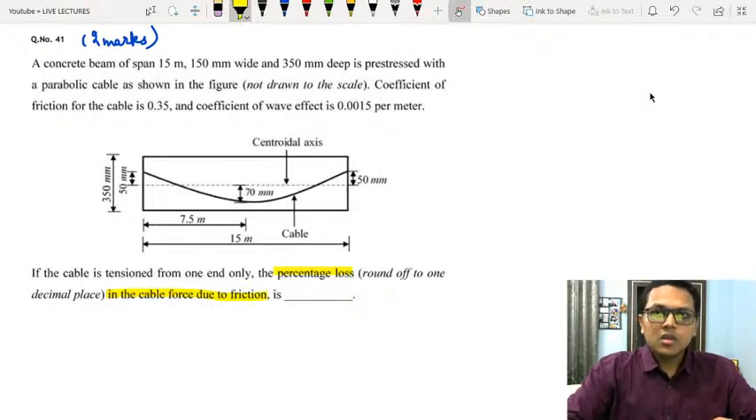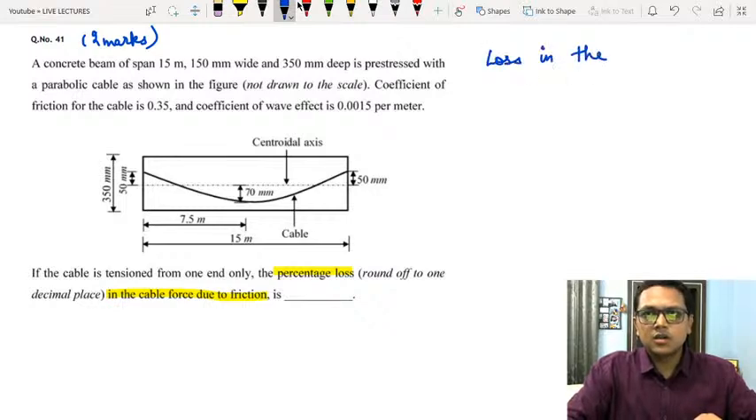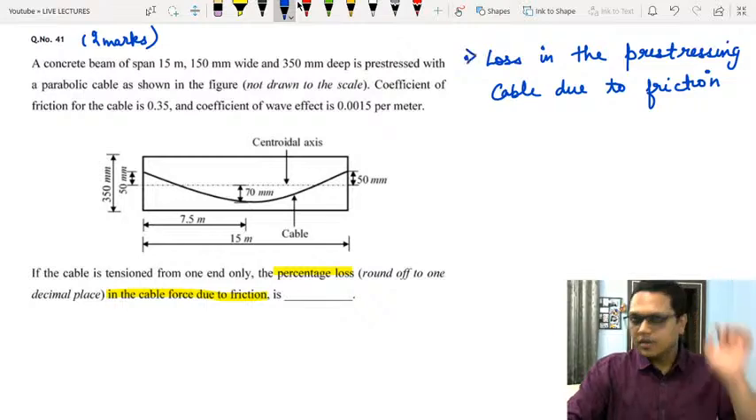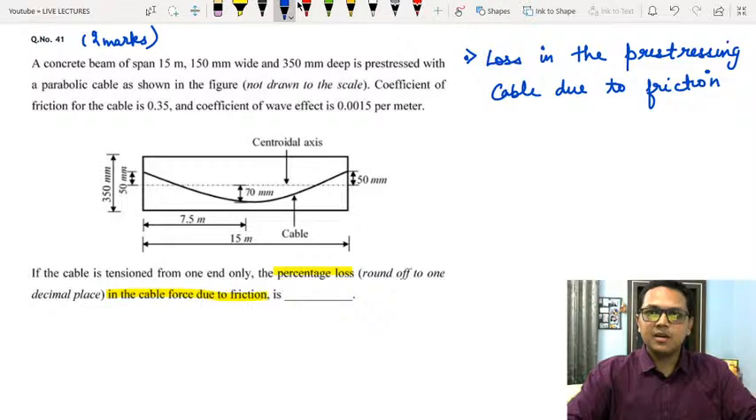So in the question we need to find the loss in the pre-stressing cable, the stress in the cable due to the friction.